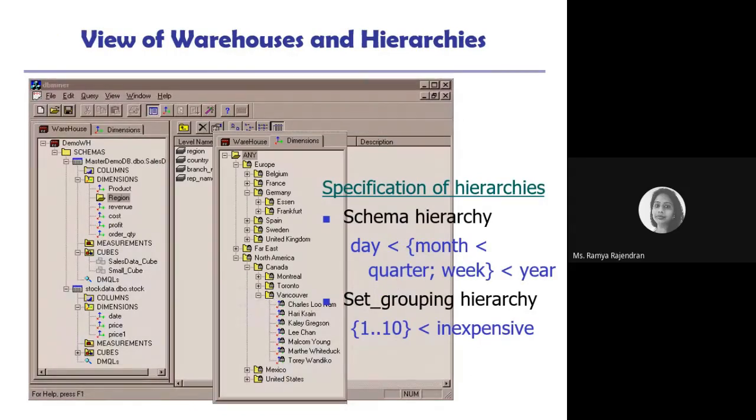Okay, so this is how a warehouse hierarchy looks. See, you have a region here. When you look for the region information here, under Europe I have Belgium, France, Germany. In Germany I have Essen and Frankfurt, and then Spain, Sweden, UK. In Far West I had some information, and North America I have Canada, Mexico, United States. Under Canada I have Montreal, Toronto, Vancouver, and Vancouver actually has too many offices. Got it? So this is how real hierarchies look in a warehouse.